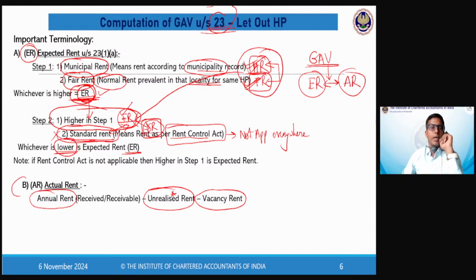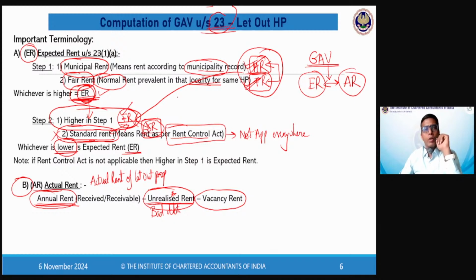Now what is this? This part is dealing with your actual rent for which the property is given. So actual rent of let out property. You have let out the property for some rent. That rent is what is covered here. Firstly, you take the rent for the whole year, annual rent. From that, you deduct the rent of the unrealized period. What is this unrealized rent? In simple words of accounts, it is your bad debts.